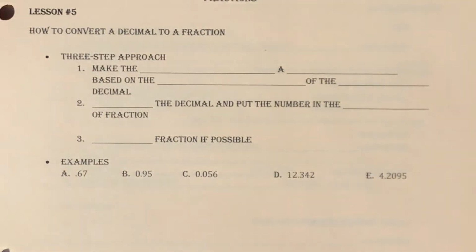So we're on to lesson number 5 in chapter F about fractions. Lesson number 5 is all about how to convert a decimal to a fraction. So really kind of a 3-step approach to this, what we're going through.